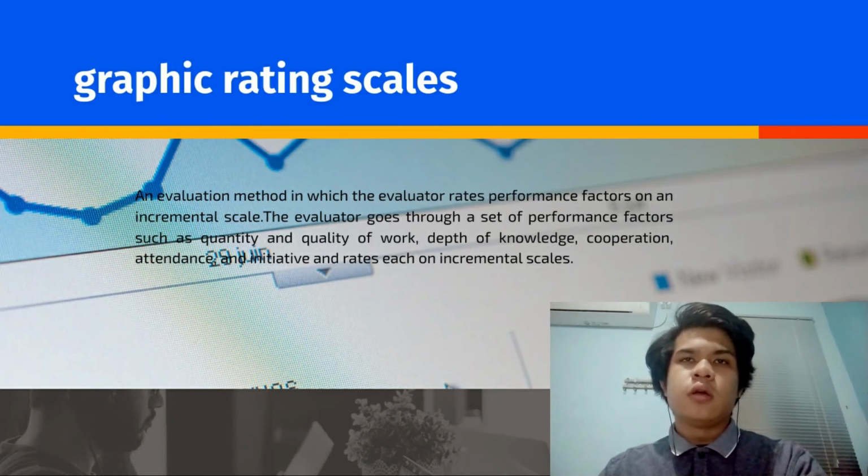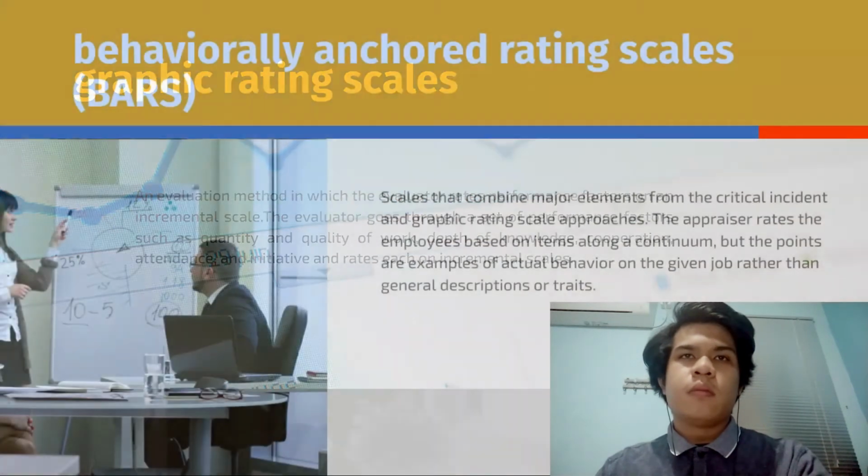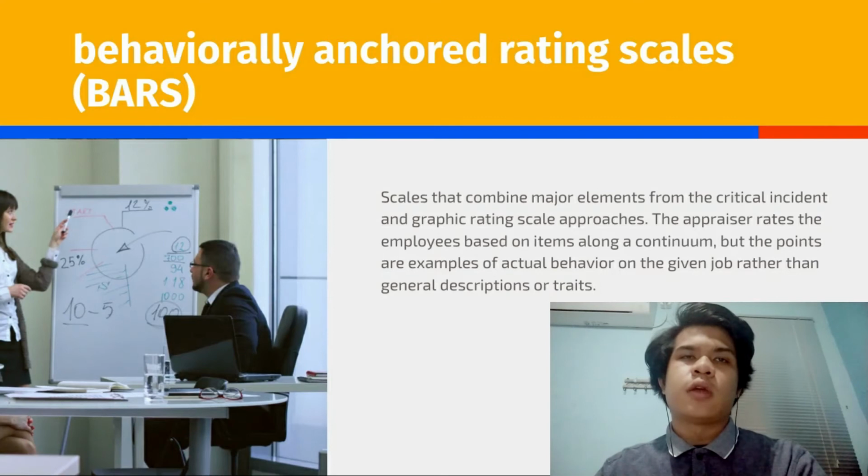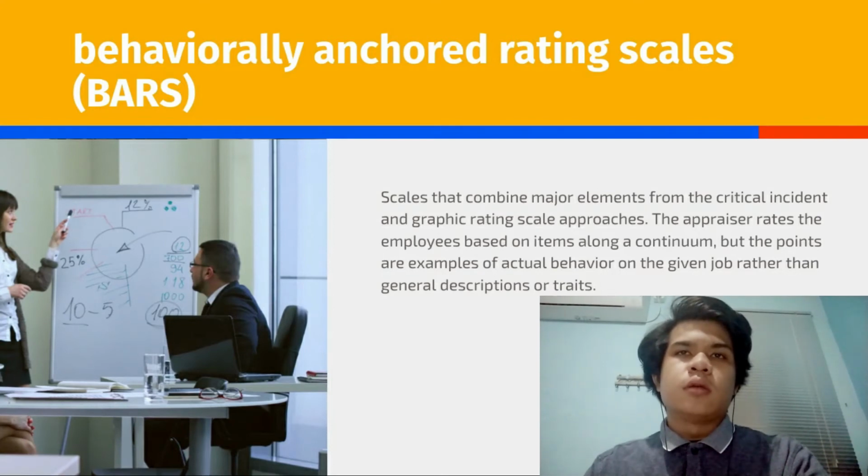Graphic rating scale. An evaluation method in which the evaluator rates performance factors on an incremental scale. The evaluator goes through a set of performance factors such as quantity and quality of work, depth of knowledge, cooperation, attendance, and initiative, and rates each on incremental scales. Behavior anchored rating scales, or we can say BARS. Scales that combine major elements from the critical incidents and graphic rating scale approaches. The appraiser rates the employees based on items along a continuum. But the points are examples of actual behavior on the given job rather than general descriptions or traits.